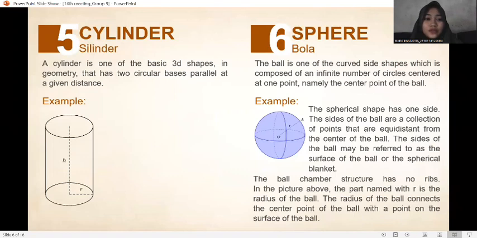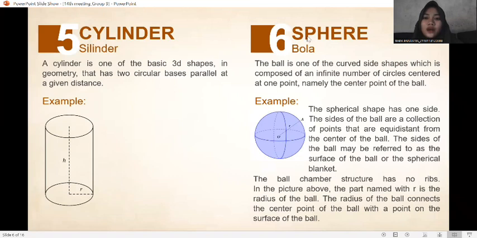Okay, the next vocabulary is cylinder. Cylinder in Indonesian is silinder. A cylinder is one of the basic 3D shapes in geometry that has 2 circular bases parallel at a given distance. Example cylinder is here. Here is H. And from here is R. Here to here is diameter. Diameter is 2 times R.